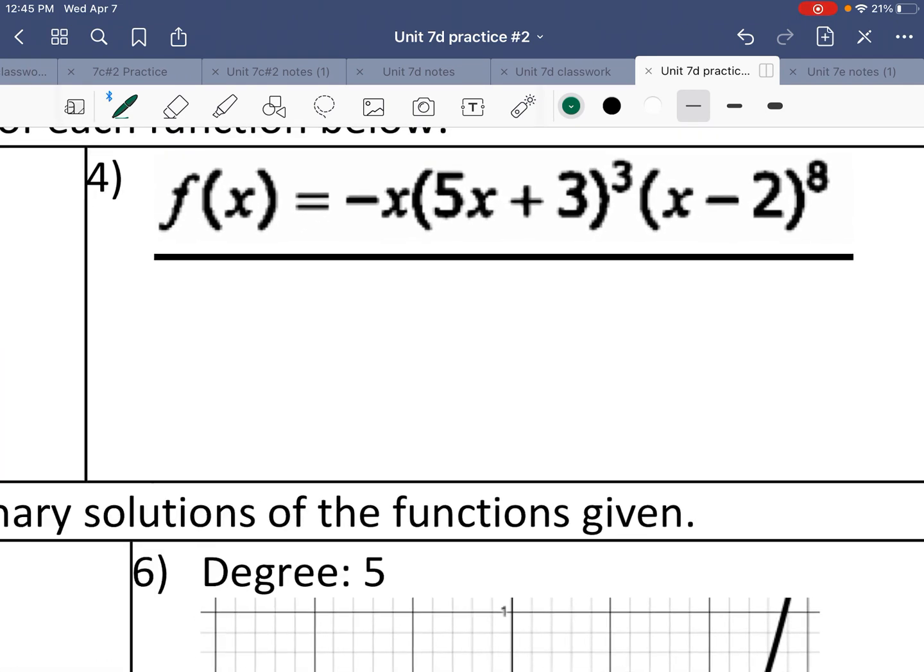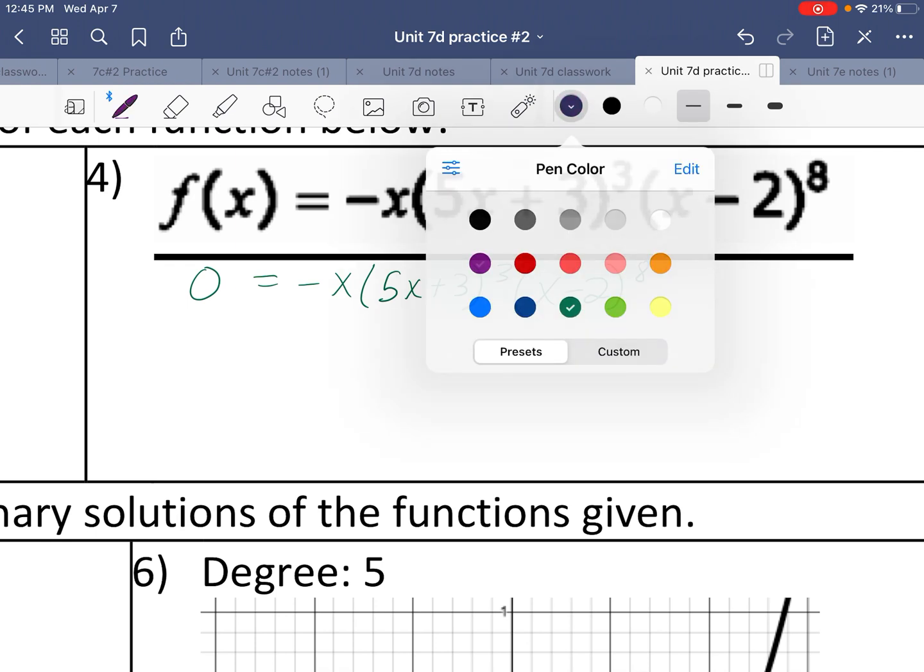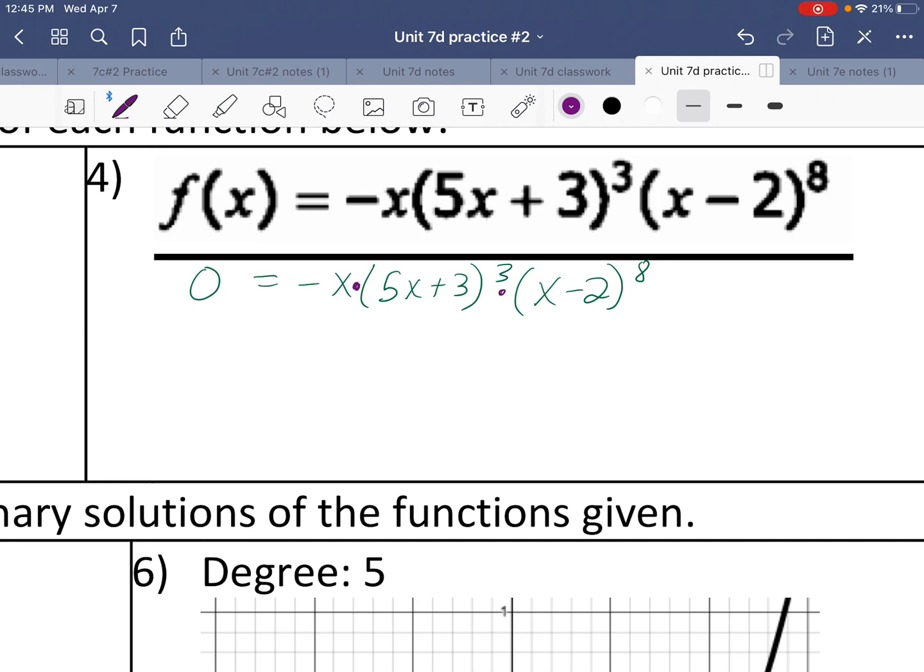On the next, number 4, we set f of x equal to 0. It really doesn't matter to me if you do this step, but in order to solve an equation, you really should have the equation equal to 0 so we can solve for each factor. Then we're looking at factors, multiplication. Split it up, so it's negative x equals 0, 5x plus 3, and you don't need the exponent, but it doesn't hurt to have it, and x minus 2 to the 8th power equals 0.